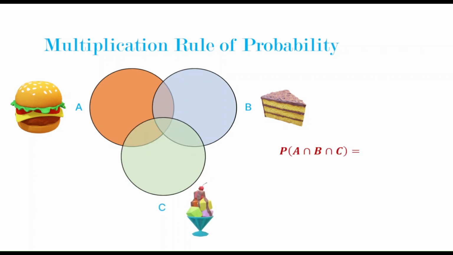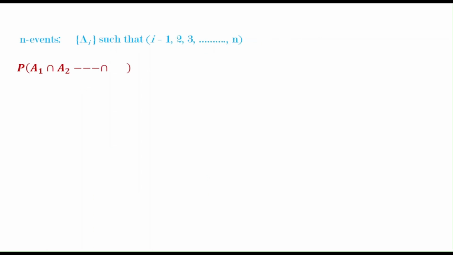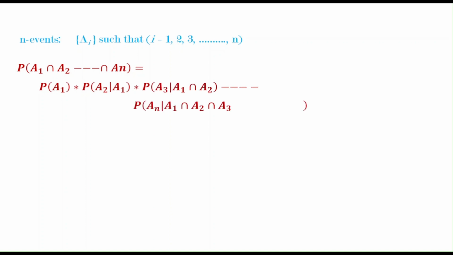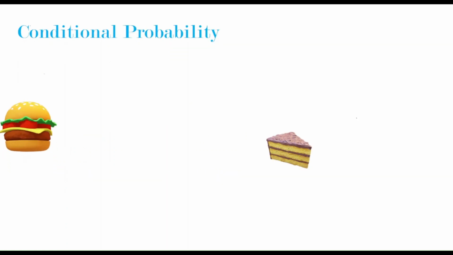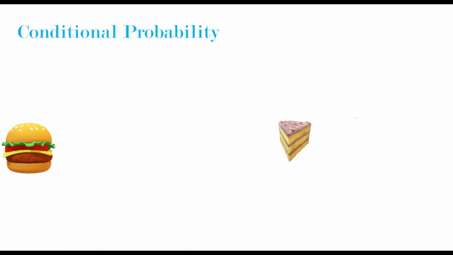In that case, the probability of A intersection B intersection C will become probability of A multiplied by probability of B given A multiplied by probability of C given A intersection B. Similarly, for any n number of events, we can write it like this. Or in simplified form, it becomes like this. Here we are using the product notation, from i equal to 1 to n. Now let us discuss the concept of conditional probability in detail.